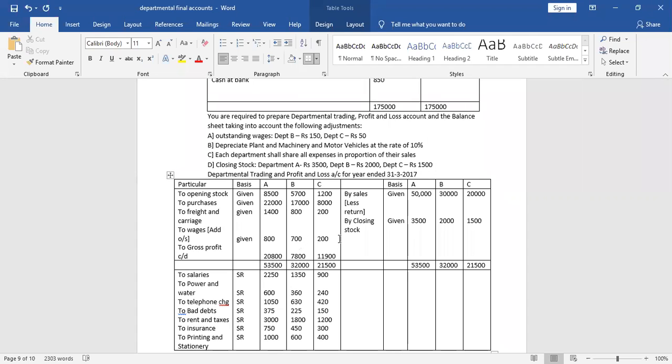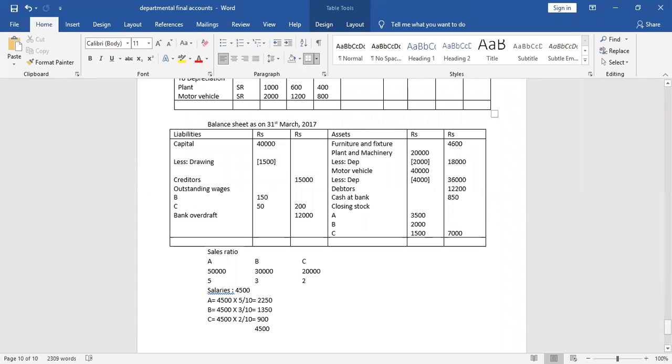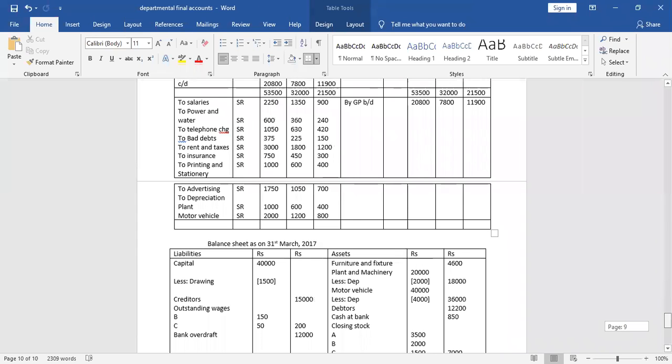53,500 minus 8,500, 22,000, 1,400 and 800. We get 2,800. Check whether you are getting this answer. By gross profit brought down, amount is 2,800, 7,800, then 11,900. Now see what net profit we are getting.